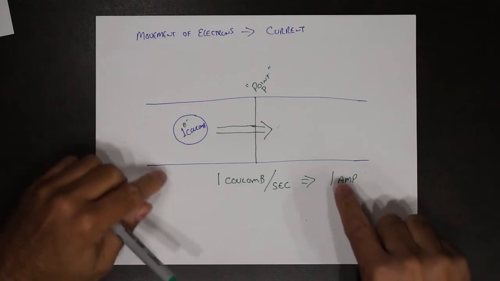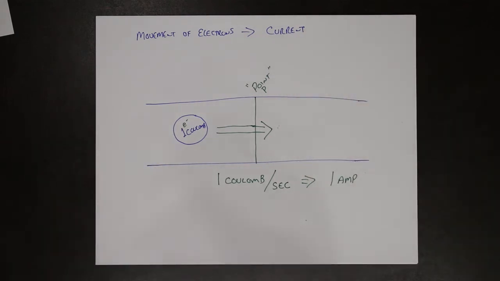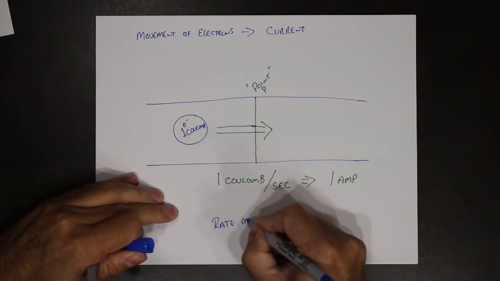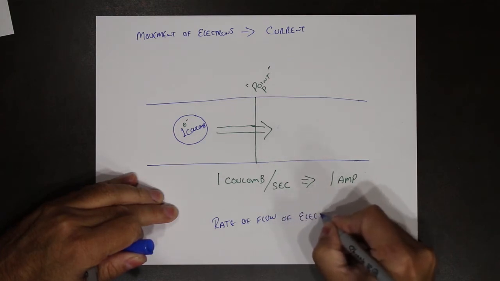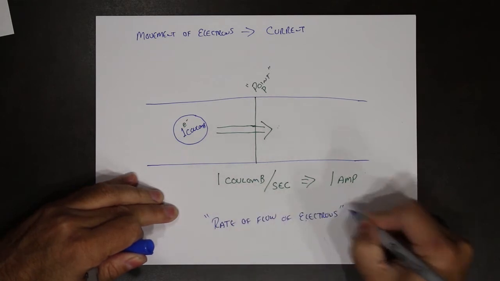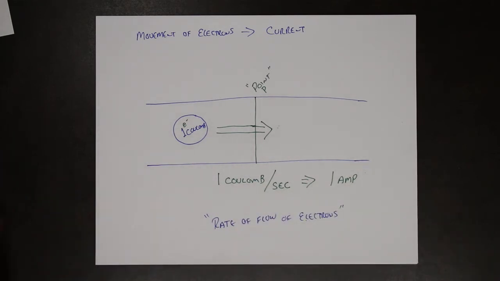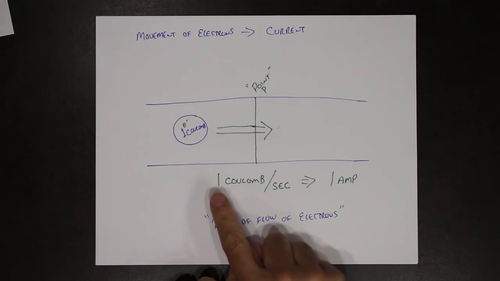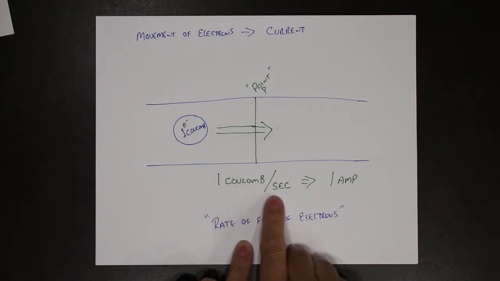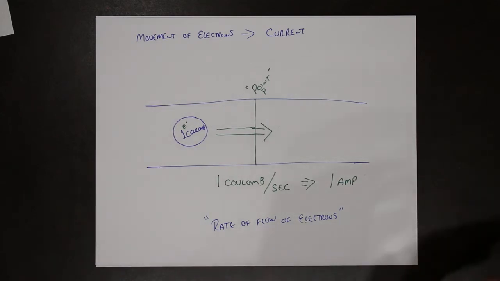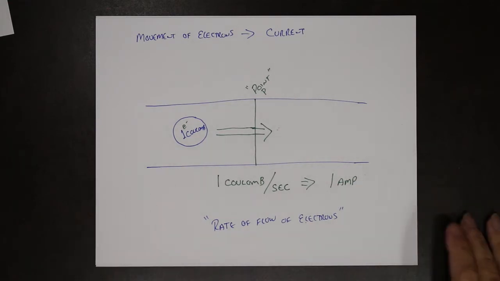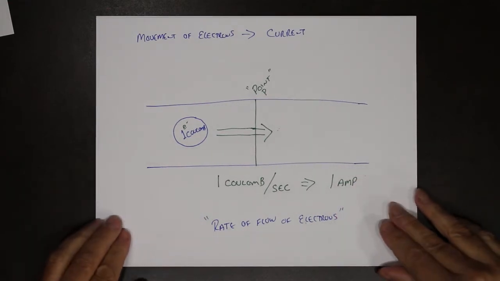So the measurement of current is the rate of flow of electrons. The rate at which the electrons are moving. That's what we consider current. And that rate is based on 1 coulomb per second gives me 1 amp of current flow. And again, a coulomb is a huge number, 6.24 times 10 to the 18th electrons that are all moving together. So that is current.